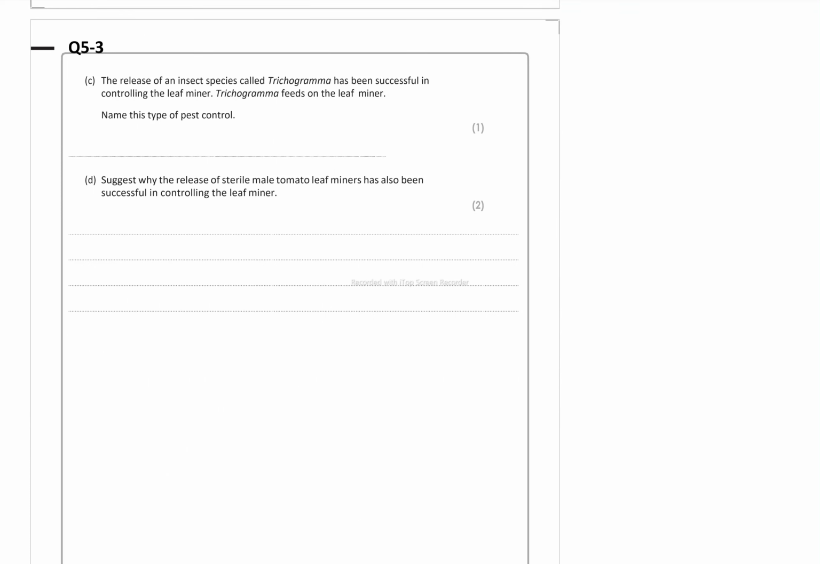Okay. Right, let's just quickly do this. I don't know if I've done this before. The release of an insect species called Trichogramma has been successful in controlling the leaf miner. Trichogramma feeds on the leaf miner. So, it's an insect species. Name this type of pest control. It is called biological.